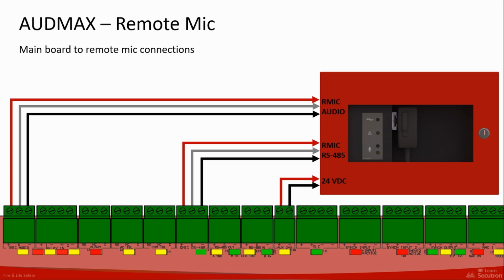The connections originate from the main board and are daisy-chained to each remote microphone, with a maximum of 6 supported. To maintain signal integrity, shield continuity must be preserved, and shields should be terminated only at the main panel. This setup ensures clear and reliable communication across the system.